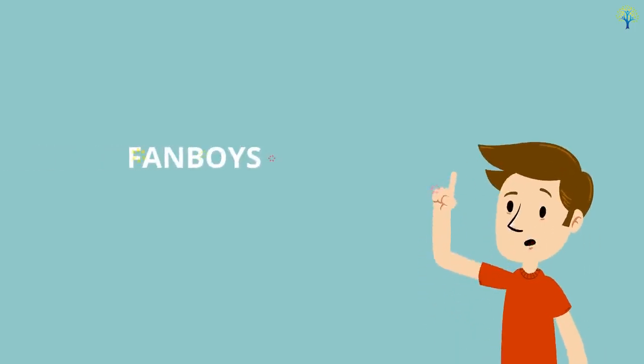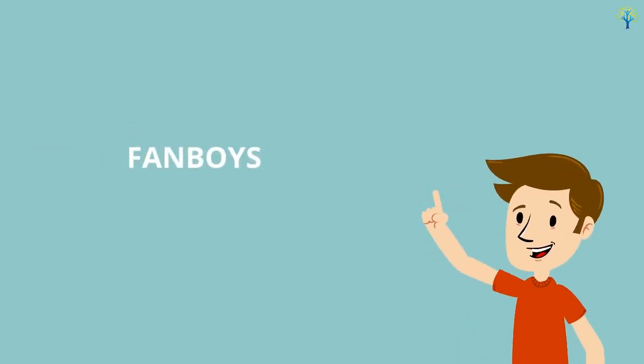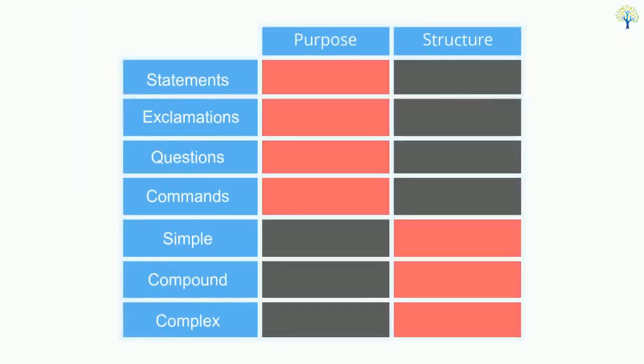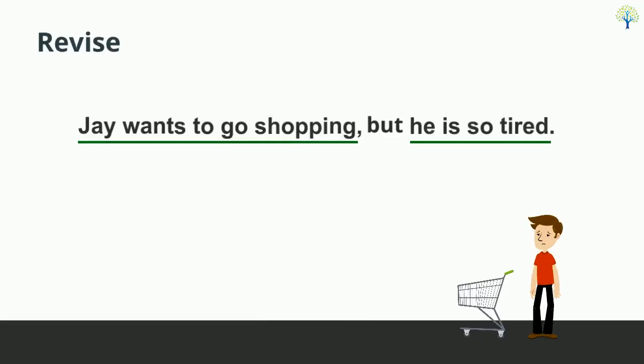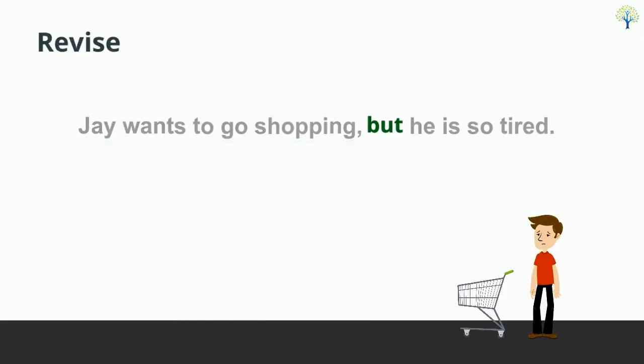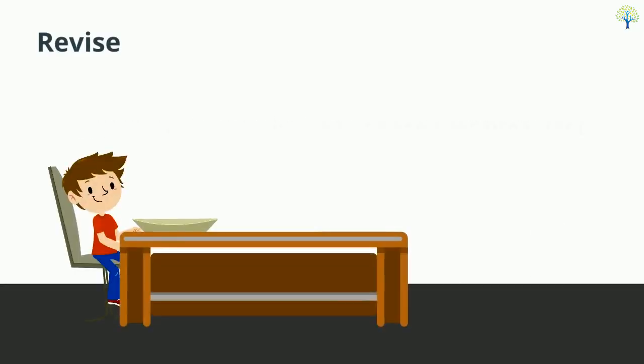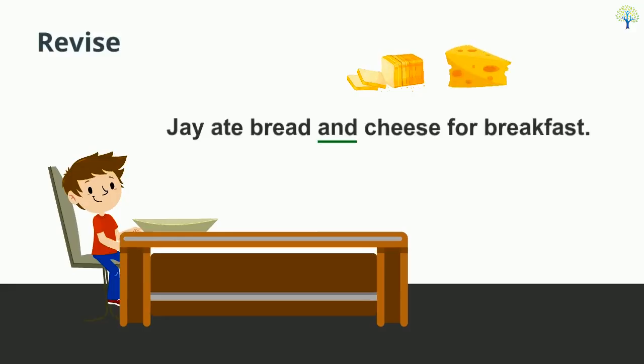In this video, you will learn about conjunctions used to create compound sentences. This topic is a part of sentences. As learned earlier, words which join two or more parts of a sentence of equal importance are known as joining words. For example, Jay ate bread and cheese for breakfast.